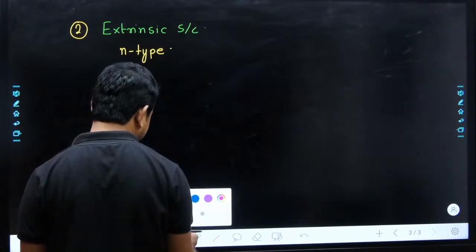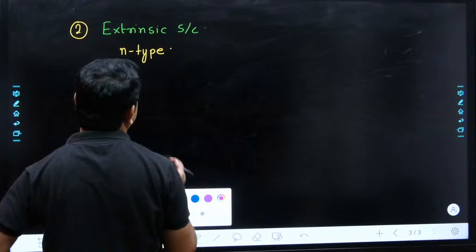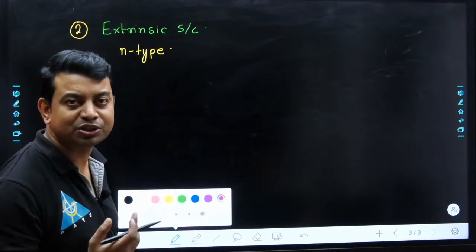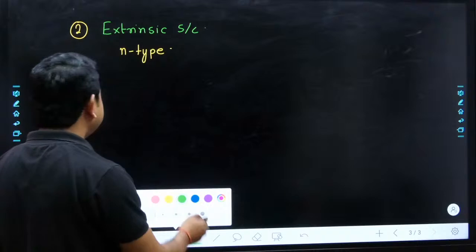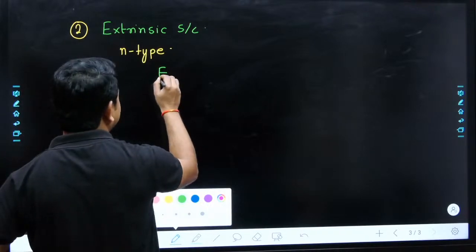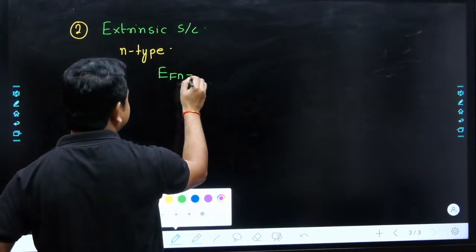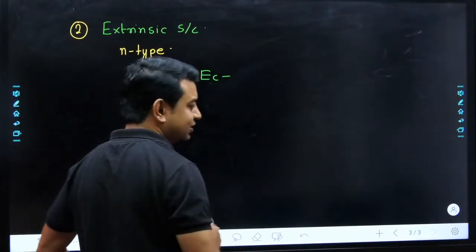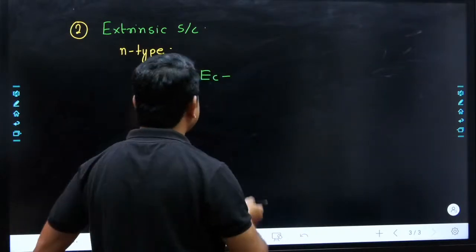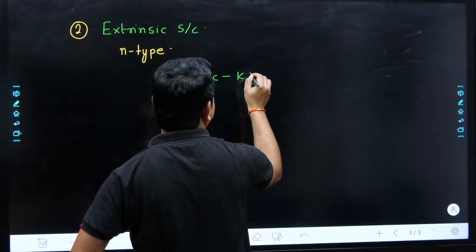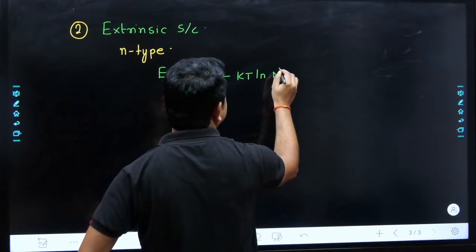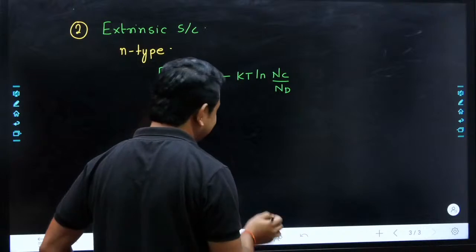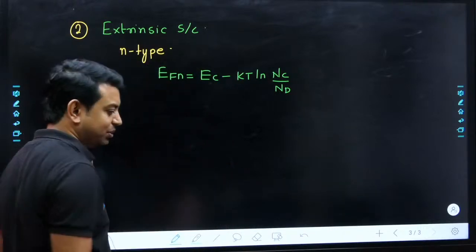In an N-type semiconductor, we know what will be the location of the Fermi energy level, because this concept is based on the Fermi energy level. So, we must find the location of the Fermi energy level in an N-type semiconductor. Of course, this is EC minus KT ln NC divided by ND.